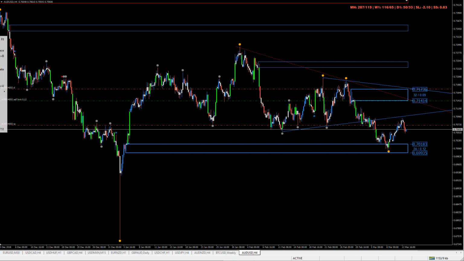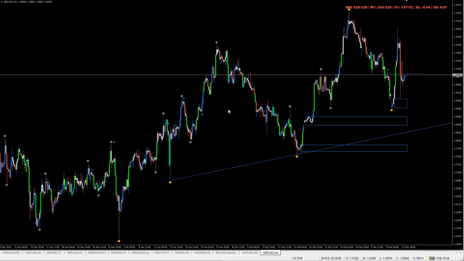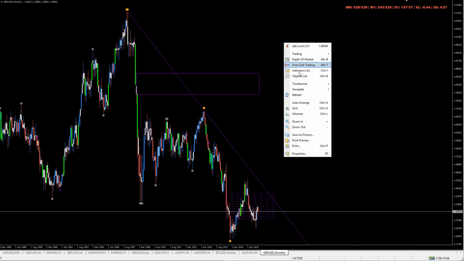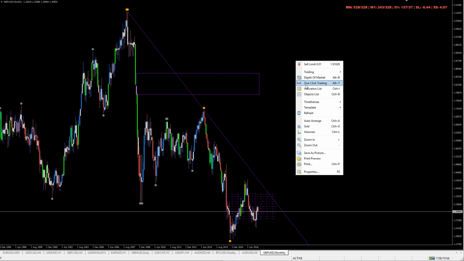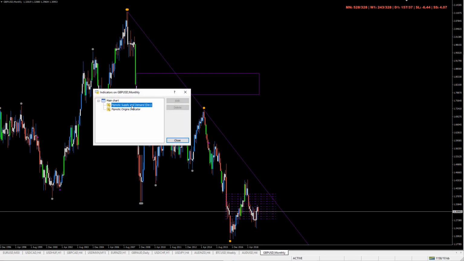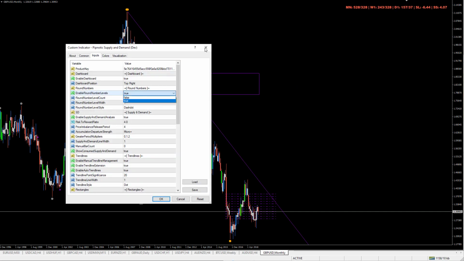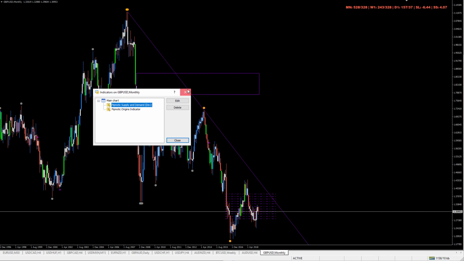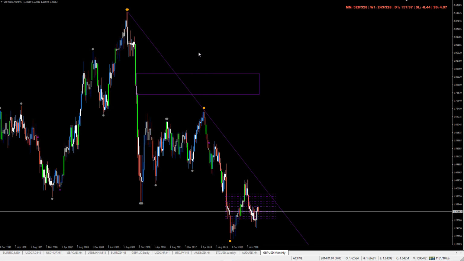Let's have a look at the pound US dollar. This is an interesting one. Let me remove the round numbers. Actually, I'll leave those on there because that'll be quite interesting on the smaller time frames. So what do we have going on here? Well, we have a low.